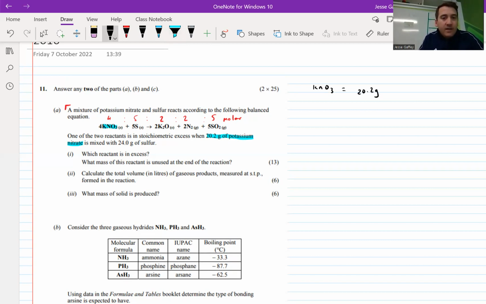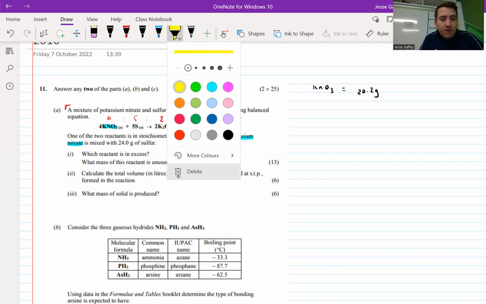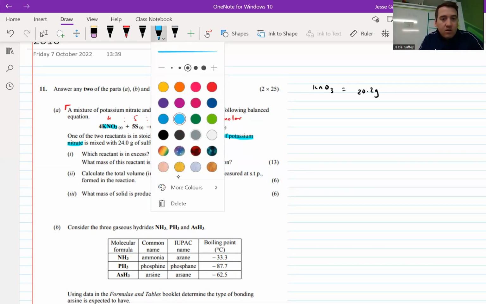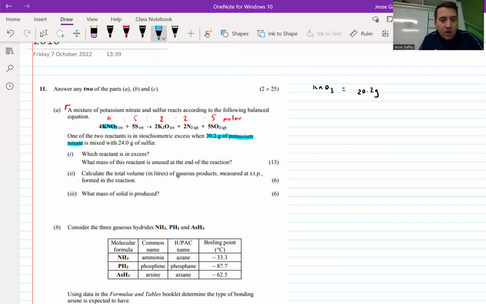Okay, and it says it reacts with 24 grams of sulfur. Oh, sorry, that's not what I meant to do at all. Where's my highlighter gone? I'm just going to underline it. Sorry, I messed up my highlighter. Sulfur. Okay, so we've got sulfur is equal to 24 grams.